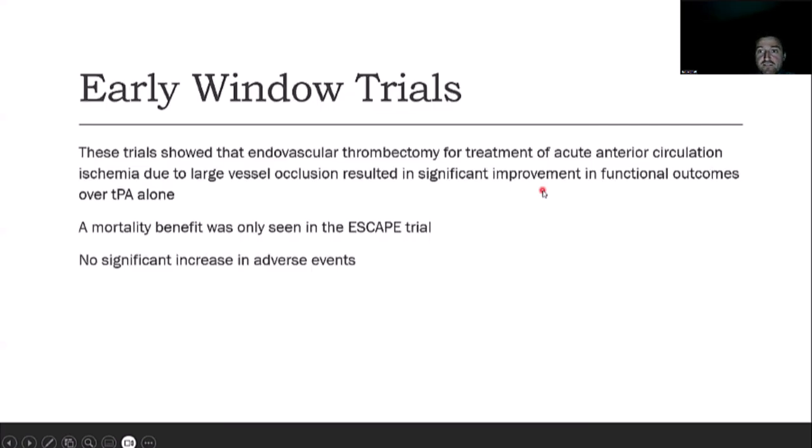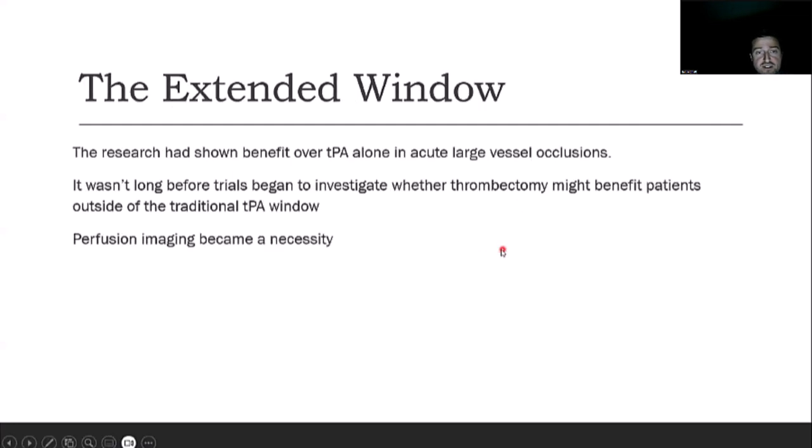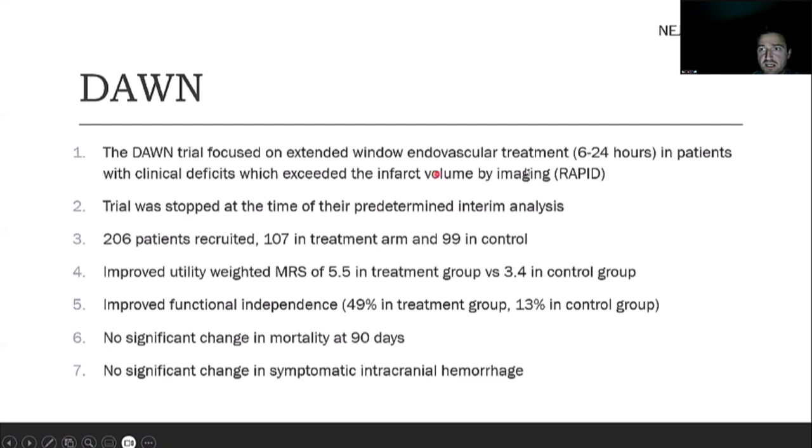So these early window trials showed that it was an effective treatment for anterior circulation ischemia due to large vessel occlusions, and a mortality benefit was only seen in the ESCAPE trial. They had no significant increase in adverse events. So following this, research began to be performed on whether we could delay this and give people in the later window a bit of a treatment option. So in 2018, these studies started coming out.